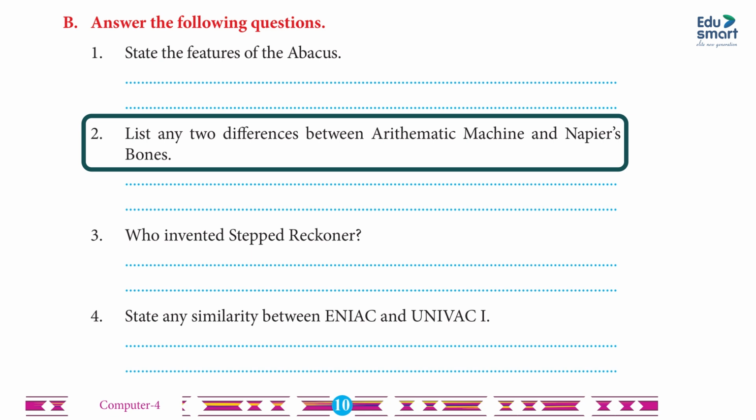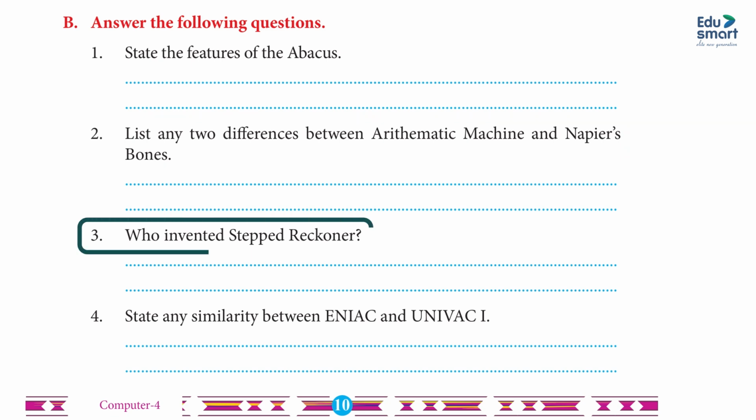Answer: arithmetic machine, this is also known as the mechanical calculator. Napier's bone, manually driven calculator. Arithmetic machine, it made addition and subtraction easier. Napier's bone, it made multiplication easier.